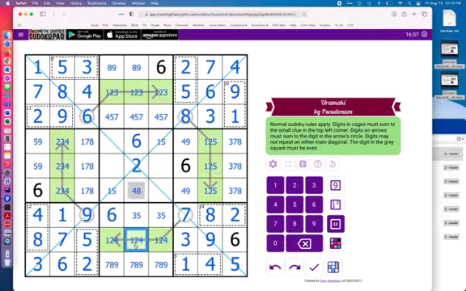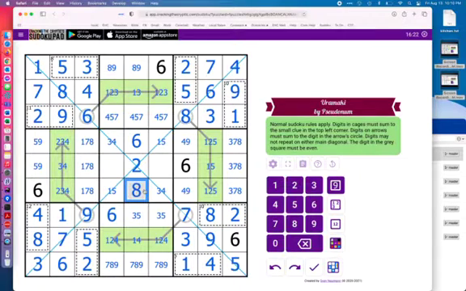This can't be a 2. This can't be a 2. Can't be 2. Can't be 2. This diagonal only has 3, 4 left. So that leaves... 4 is used in the box. So this is an 8.